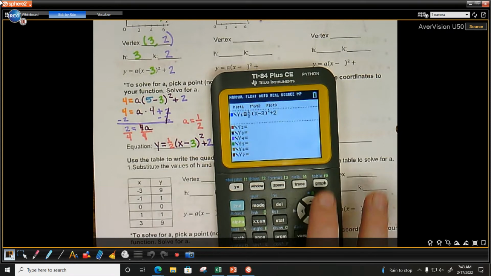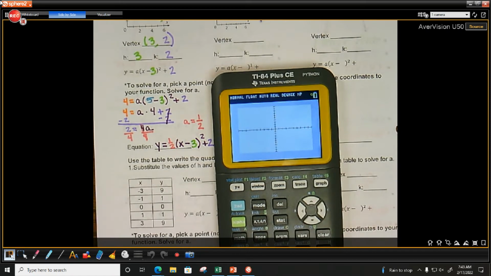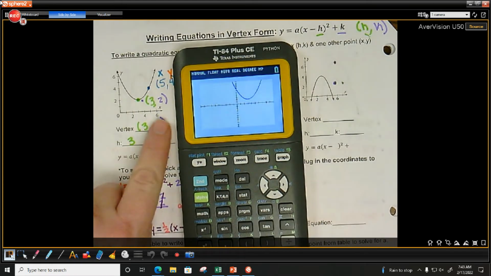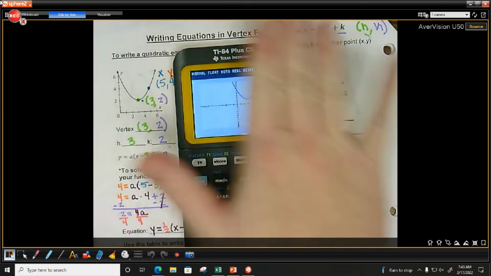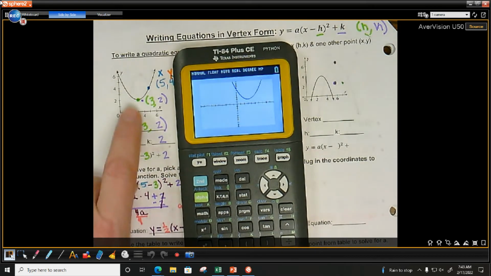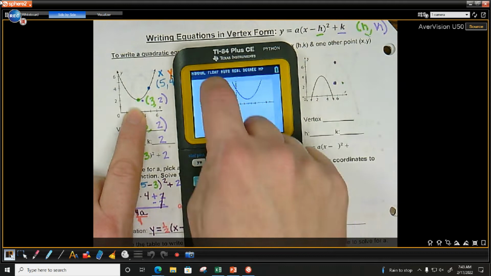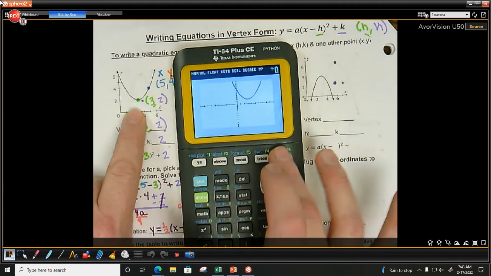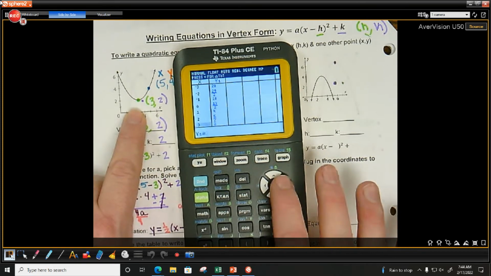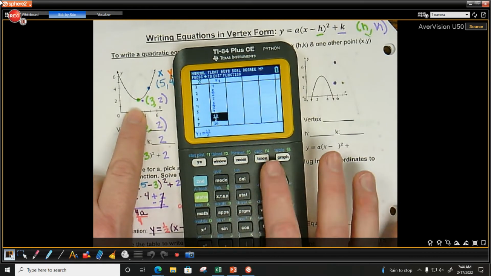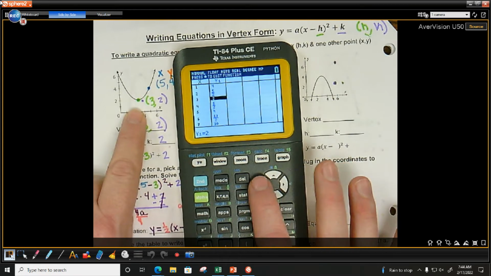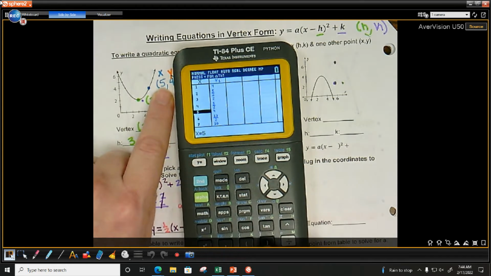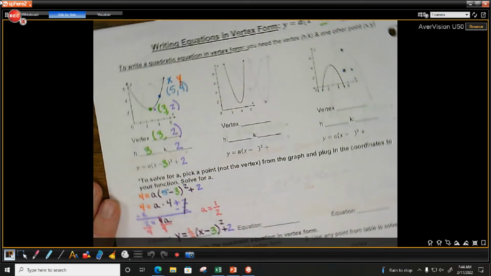When I graph it, it's going to look slightly different because the graph that was given to me is only in the first quadrant. My calculator shows all 4 quadrants. But do these look the same? Could I pull up the table and check values? Yeah. Is the vertex at 3, 2, guys? Yep. Does it have the point on it? We did it correctly. Good job, us.